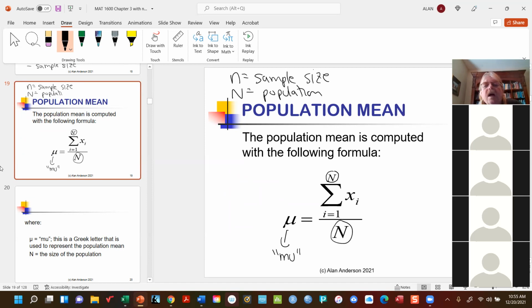Now, you might wonder, why are we doing this? Why don't we just call them both lowercase n, for example? Because there are formulas that we will encounter that need both of them. And so we need to have a way of telling them apart. Okay, so lowercase is sample size, uppercase is population size.